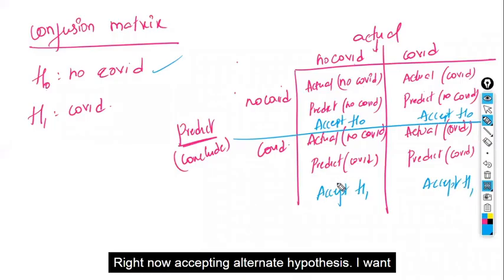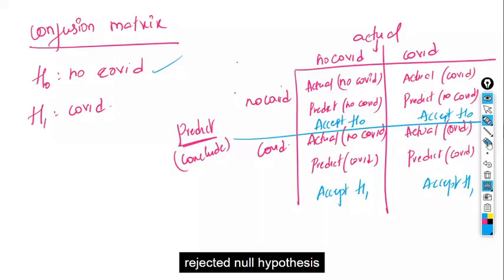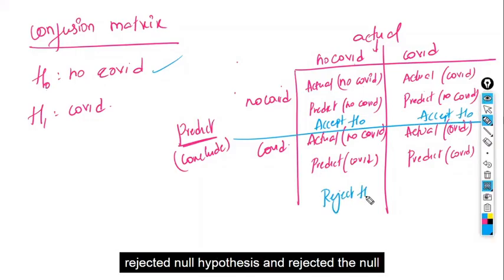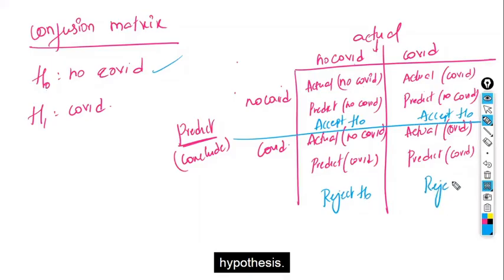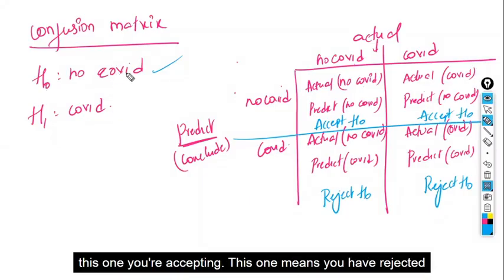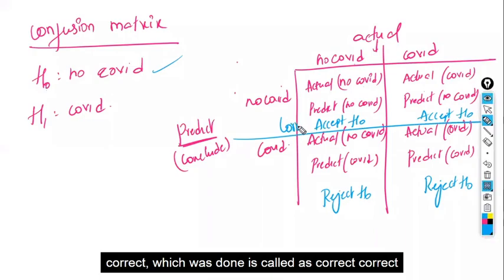Right? Now accepting the alternate hypothesis, with respect to the null hypothesis, means rejected the null hypothesis. So everything I'm writing is based on the null hypothesis only. You predicted the person is COVID, which means you are rejecting this one. You are accepting this one means you have rejected this one. So rejected null hypothesis. Now this is correct.